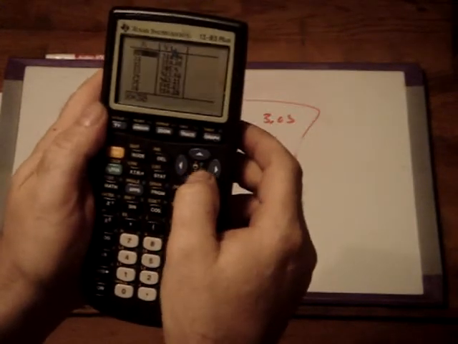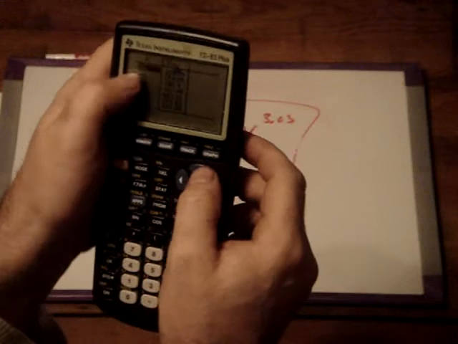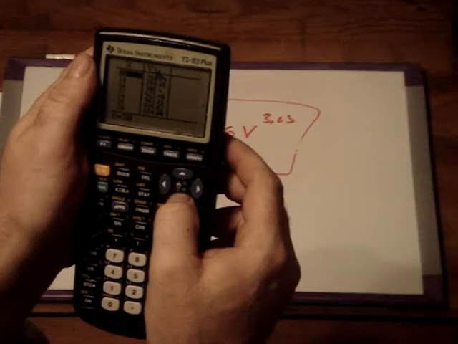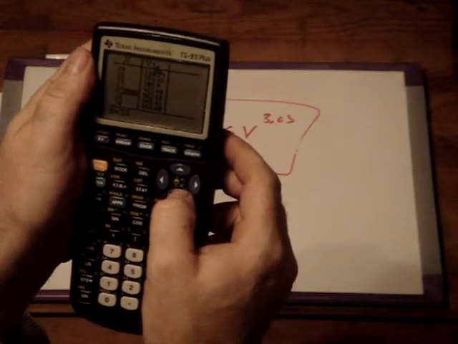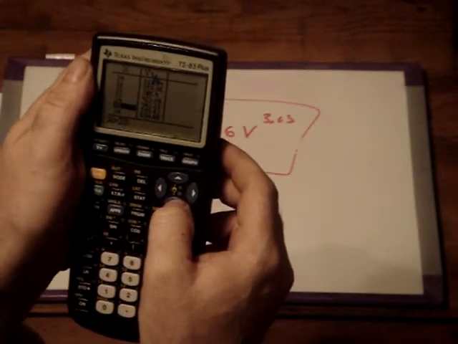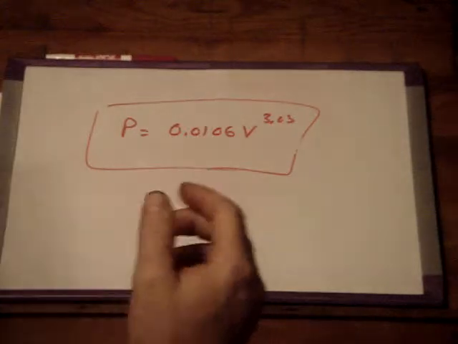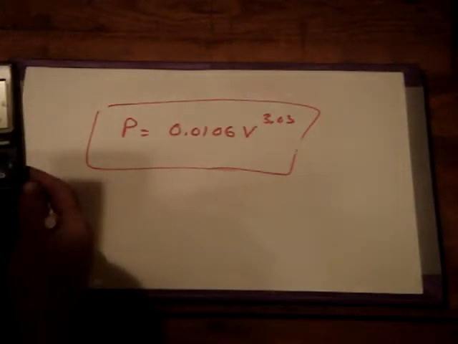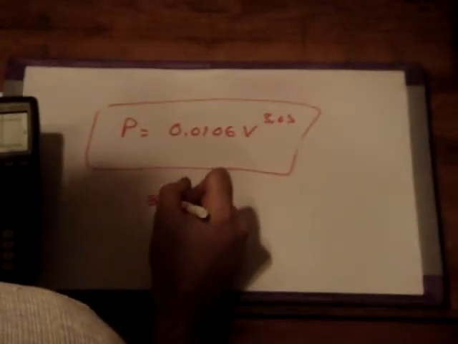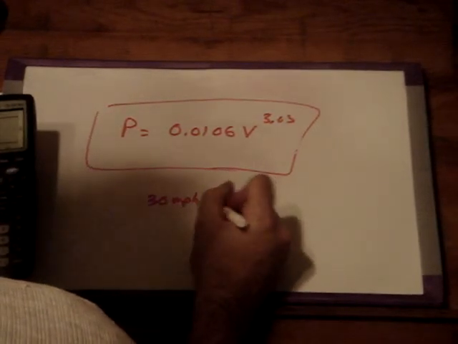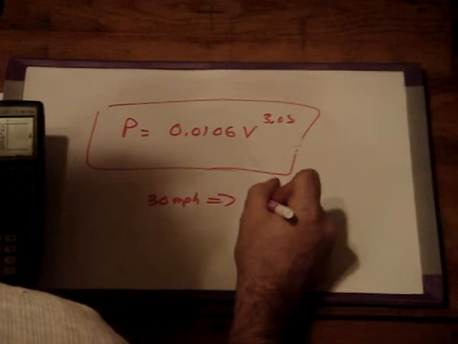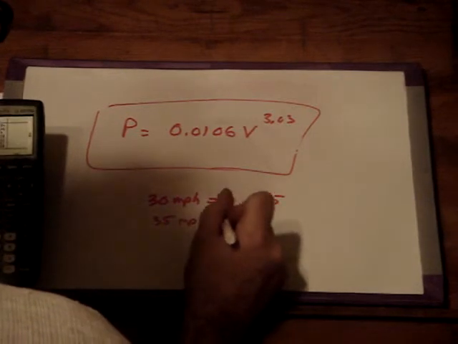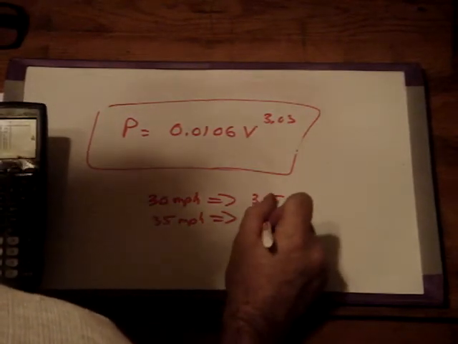And we can go in here to a table, and it says that at 30 miles an hour there's about 315 watts of power acting against us. And then we just go up to 35, and then we're at 505 watts. So you can see that's exponential. At 30 miles per hour, our power resistive was 315, but at 35 miles per hour, the force resistive was 505.